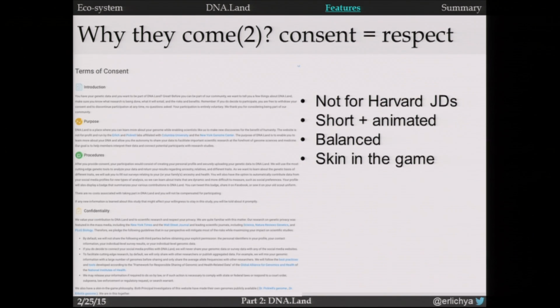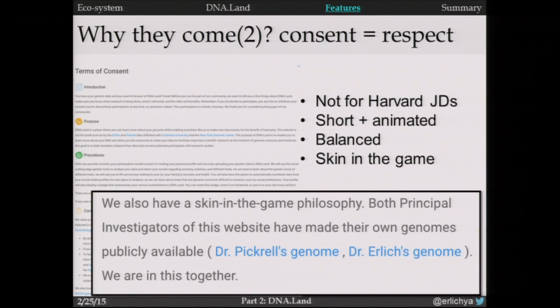Another reason why they come is because our consent is simple. It's 1,500 words and written not for Harvard JDs, but in plain English that people can understand. It's animated. We have these icons, so it's very easy to understand. It's balanced. We don't promise privacy. We said we cannot really guarantee your genetic privacy, but we have some skin in the game. So both Joe Pickrell, who is the co-PI on this project, and I put links to our genomes as part of this consent. So we cannot guarantee your privacy, but if something happens, it's going to affect us as well.